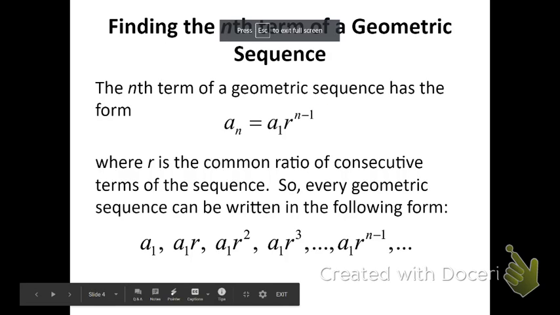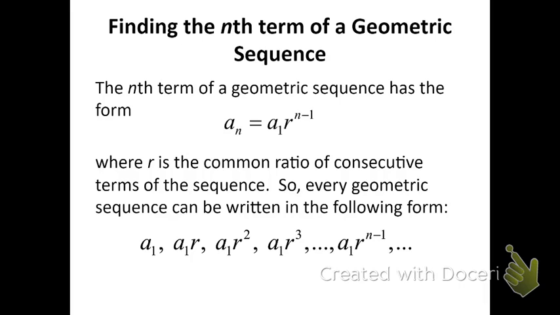Okay, so just like an arithmetic sequence, a geometric sequence has a formula. To find the nth term, you take the first term and multiply it by the common ratio to the n-1 power. The reason why is, when n is 1, the first term would be a sub 1 times r to the 1 minus 1 power, which is just r to the 0 power, which is just 1. So you get the first term.